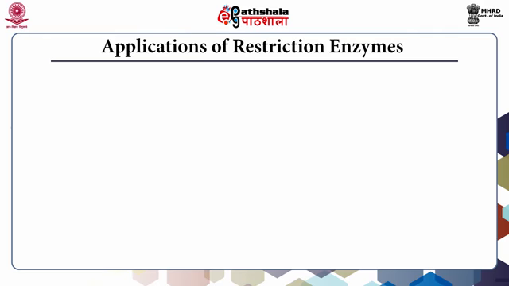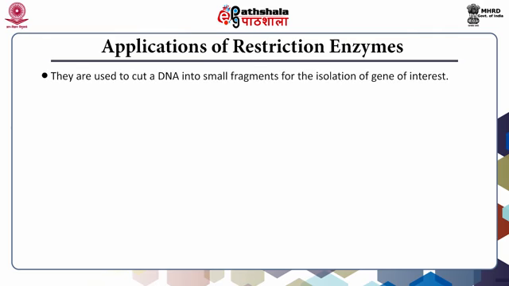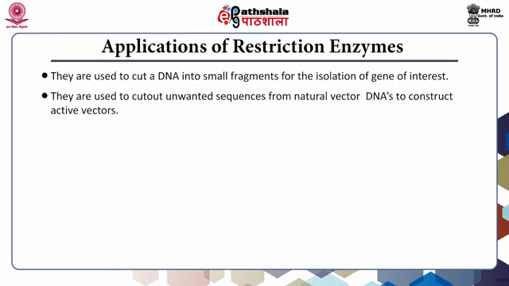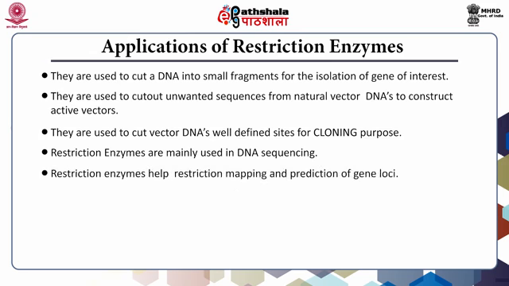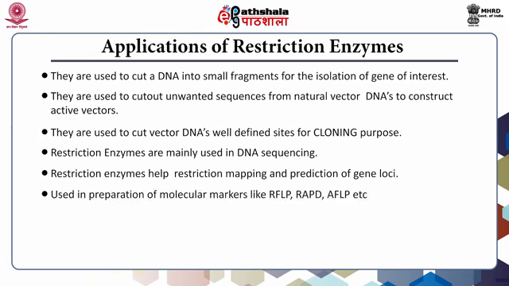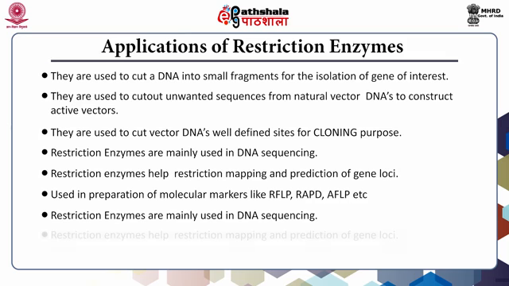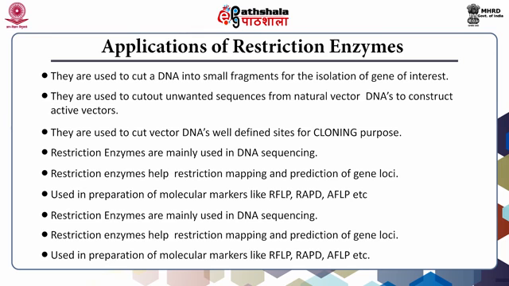Applications of restriction enzymes. They are used to cut a DNA into small fragments for the isolation of the gene of interest. They are used to cut out unwanted sequences from natural vector DNAs to construct activated vectors. They can be used to cut vector DNA at well-defined sites for cloning purpose. They are mainly used in DNA sequencing. They help in restriction mapping and prediction of gene loci. Restriction enzymes are used in preparation of molecular markers like RFLP, RAPD, AFLP, etc.